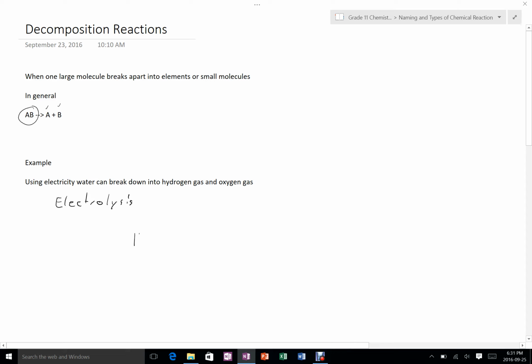So water, H2O, when we put electricity into it, can turn into H2 and O2. Here we can see we have one compound breaking into two smaller compounds. Obviously not balanced, so I'll balance out the oxygens. So I need two H2Os. And now my hydrogens are unbalanced, so if I use two H2s, then before I had four hydrogens, after four hydrogens, before two oxygens, after two oxygens, we're balanced. One molecule breaks into, in this case, its elements. Decomposition.